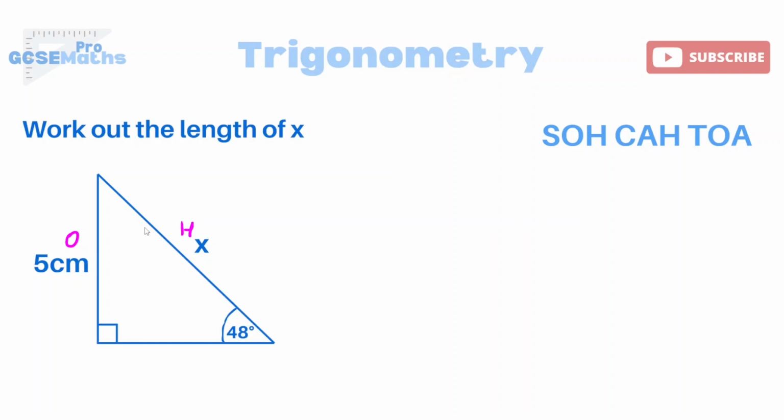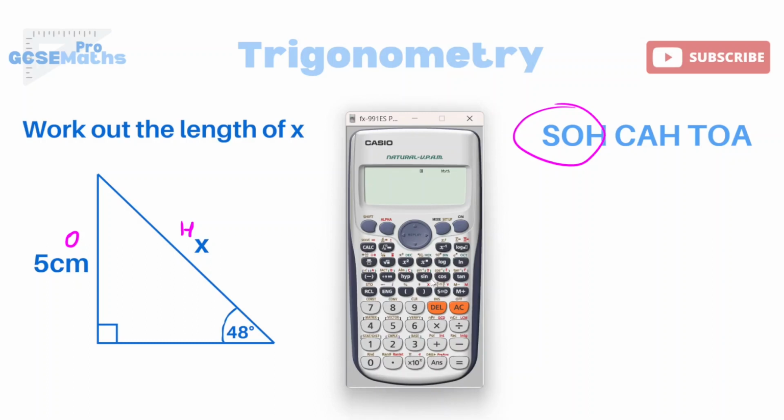Once I've labelled two sides that are actually relevant, that helps me narrow it down. Which of SOH, CAH and TOA has both O and H? Well, it's going to be SOH, isn't it? Which represents sin. On your calculator, it represents the sin button. We've got sin, cos or tan. Each question you're going to choose most of the time just one of those. So sin, cos, or tan, in this case we need to use sin.